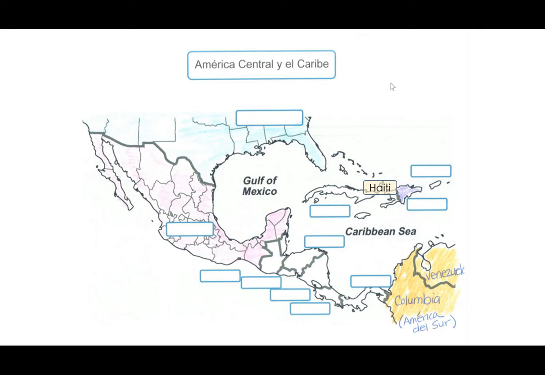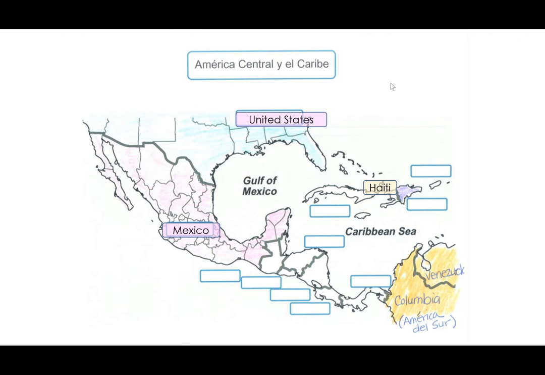Now we have America Central y el Caribe. When we look at the map of Central America and the Caribbean, the first country that you should be able to identify is your own. That's right, the United States is the area to the north. You should identify Texas and Florida. Now, all of the pink states are part of one country, which is to the south of us. That's right, it's Mexico.